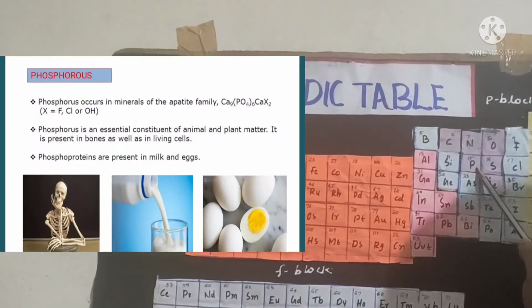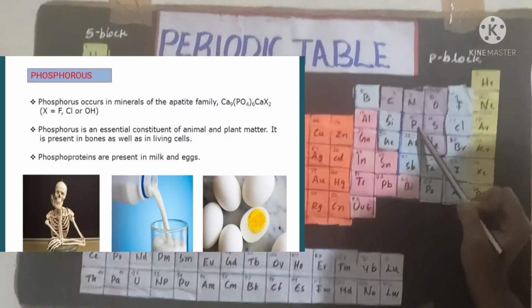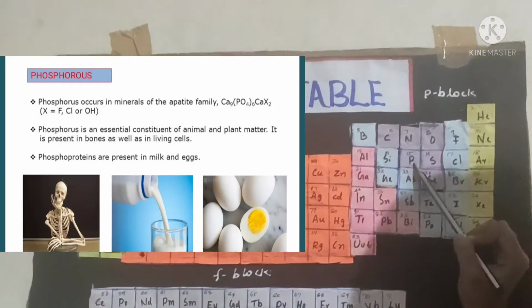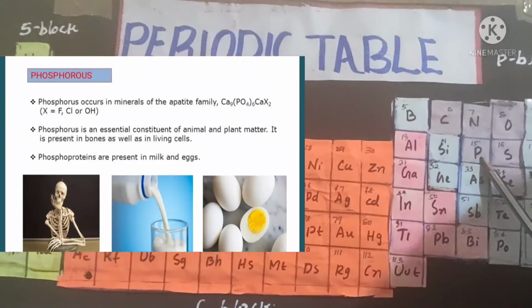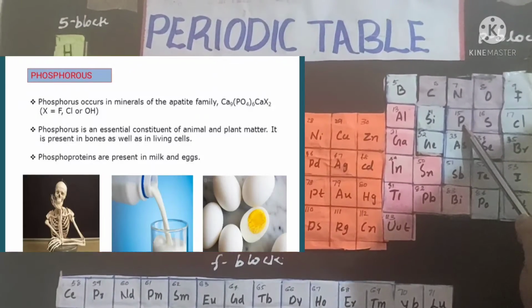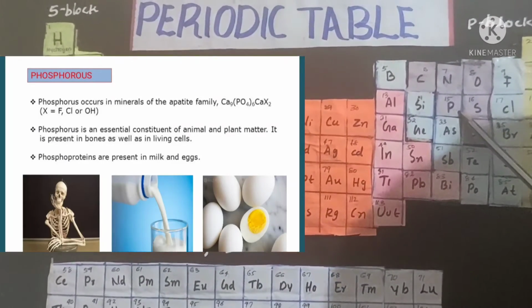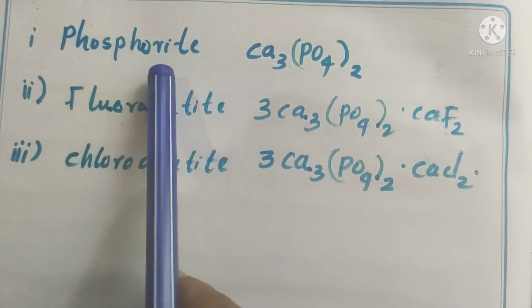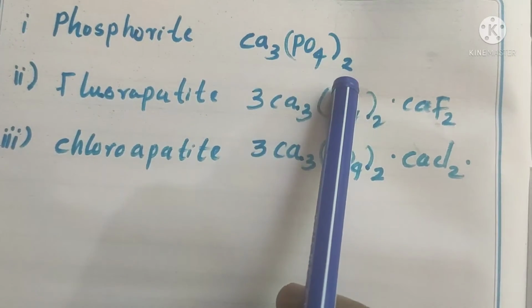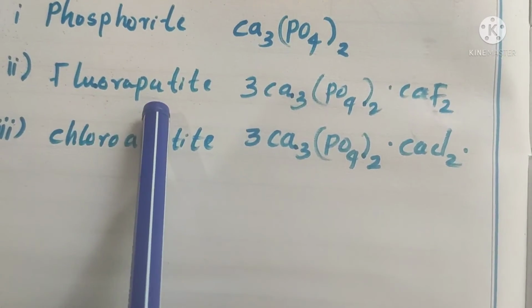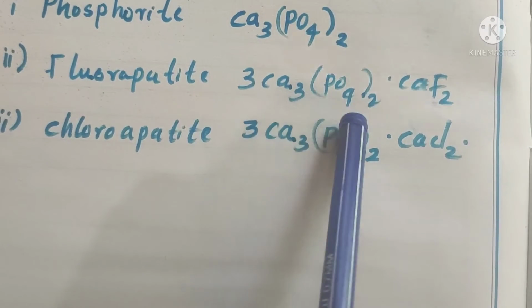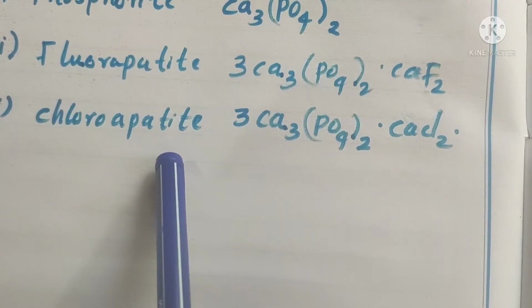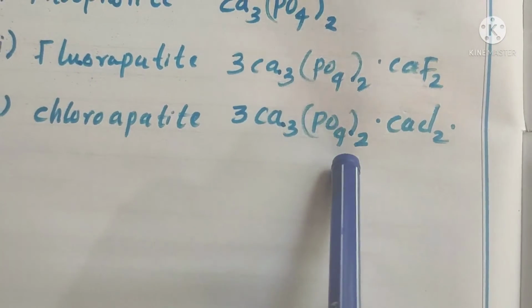Phosphorus is the 10th element in the order of abundance in the earth's crust. Phosphorus is a non-metallic reactive element, and it exists in the combined state in the form of minerals. The minerals of phosphate are phosphorite, Ca3(PO4)2, and fluorapatite, 3Ca3(PO4)2·CaF2, which is the chemical formula. And chloroapatite, that is 3Ca3(PO4)2·CaCl2.